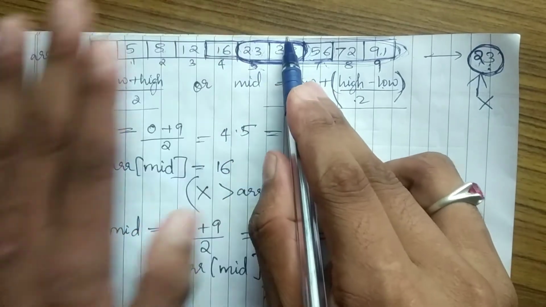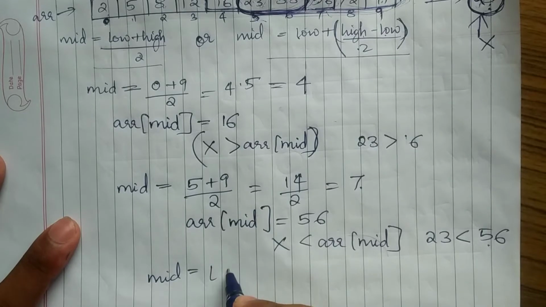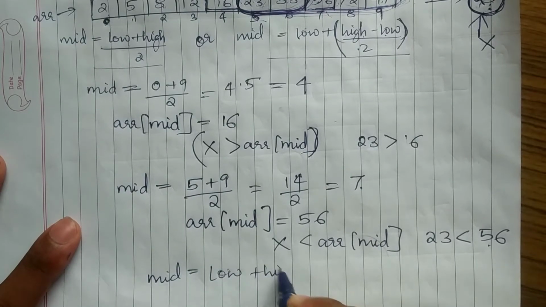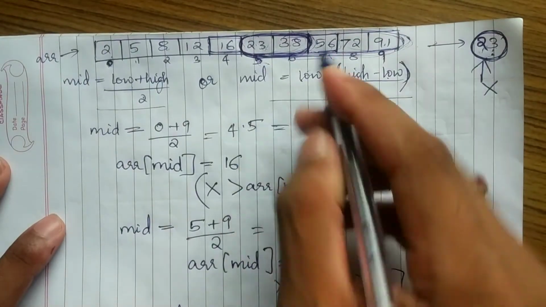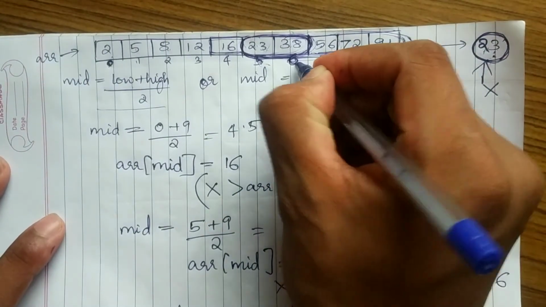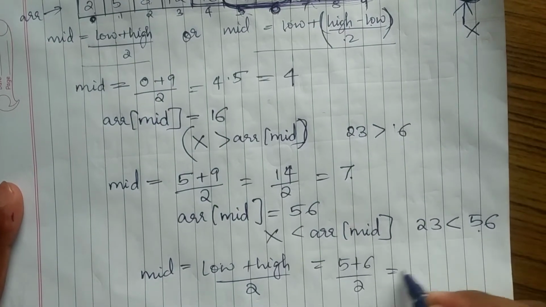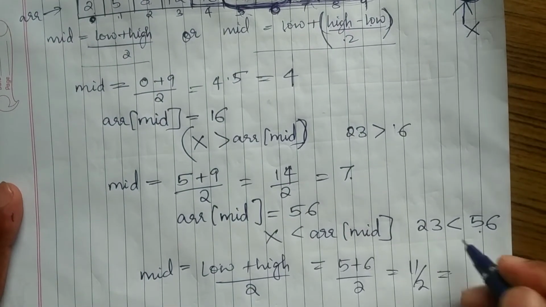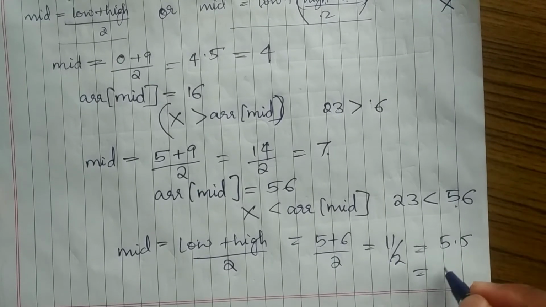so we will search here. So now again mid is equal to low plus high by 2. So what is low here? 5. And what is high here? 6. So 5 plus 6 by 2 is equal to 11 by 2. This is nothing but 5.5. Then the floor value is 5.